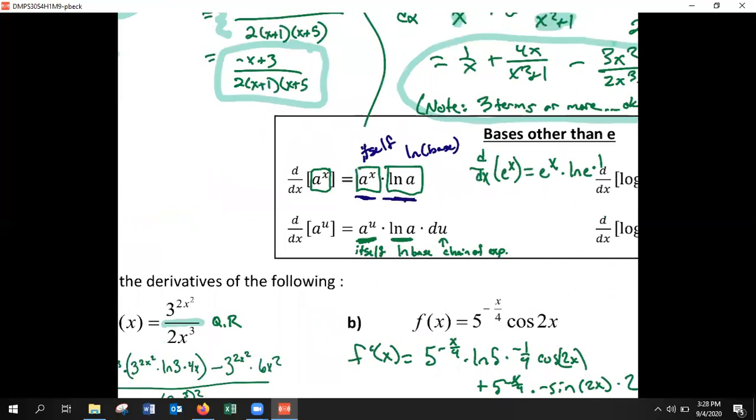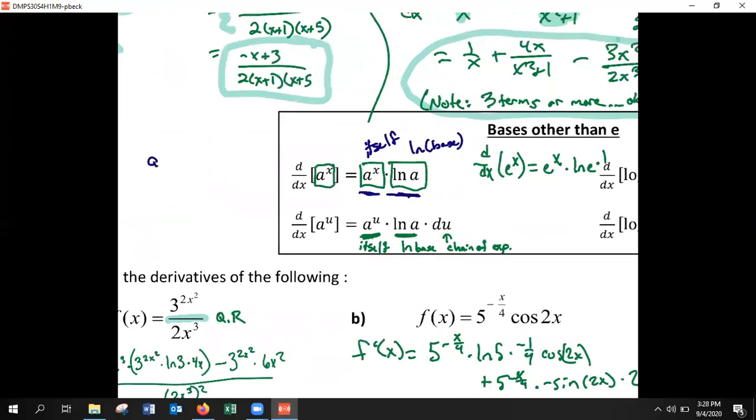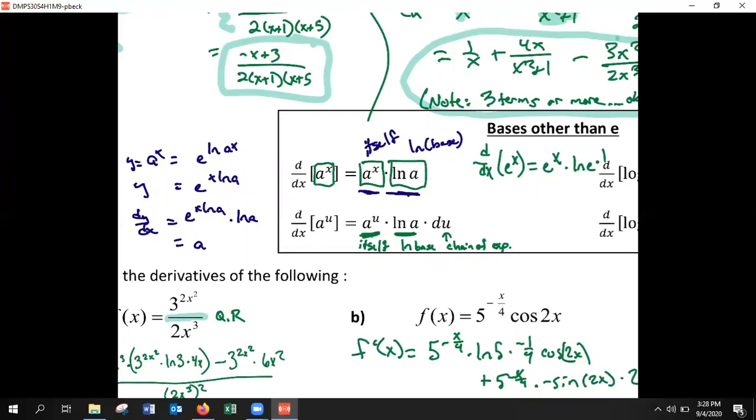Now, the reason why this is true is because a to the x can be written as e to the natural log of a to the x, which we could use properties to rewrite as e to the x natural log of a. So let's say that equals y. Then dy dx is going to be the derivative, which would be itself times then the chain of the exponent. The natural log of a is a coefficient. And then if I rewrite that as a to the x, then we get the expression that we see right here.